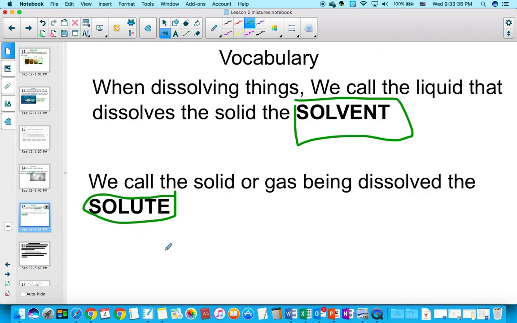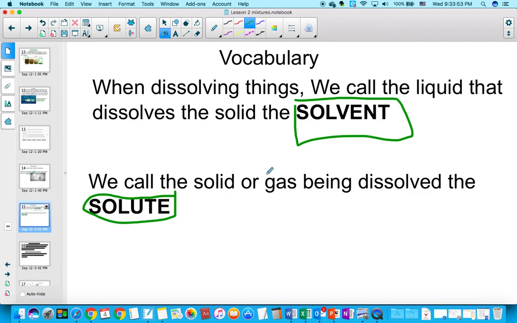So you add solute to a solvent. You add sugar to water. You add salt to water. The salt dissolves, so that's your solute. The liquid doing the dissolving, in this case water, is your solvent.